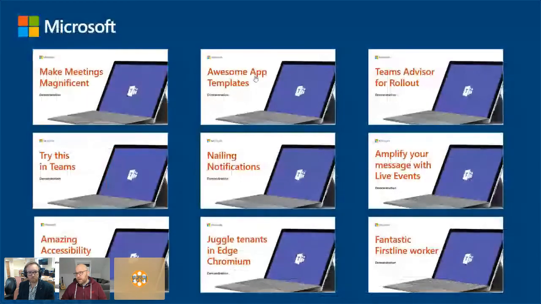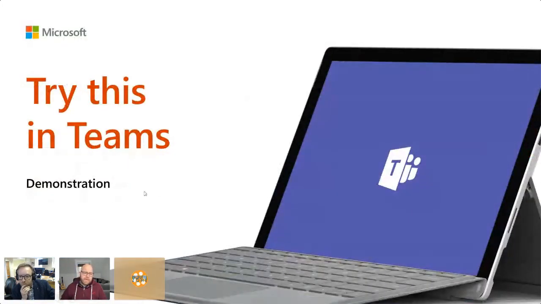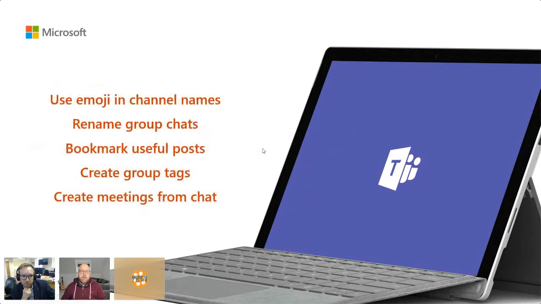Cool. So I would definitely think that you should have a look at that. Okay, the next most popular one was Try This in Teams. So some of these things like app templates, you need to get somebody from IT involved, you need to have an Azure instance, etc. These ones here are really about what you can do to just tweak the way that you work. So some of these are things like using emoji in channel names, renaming group chats, bookmarking posts, creating group tags, and creating meetings from chat.